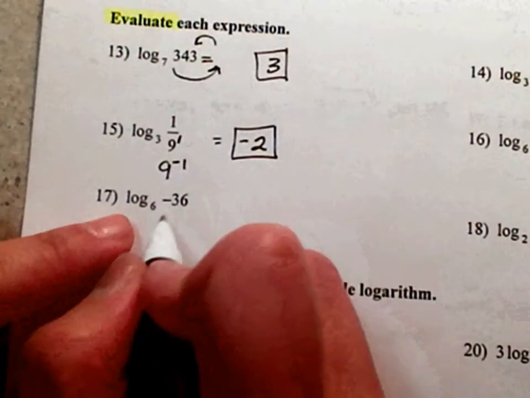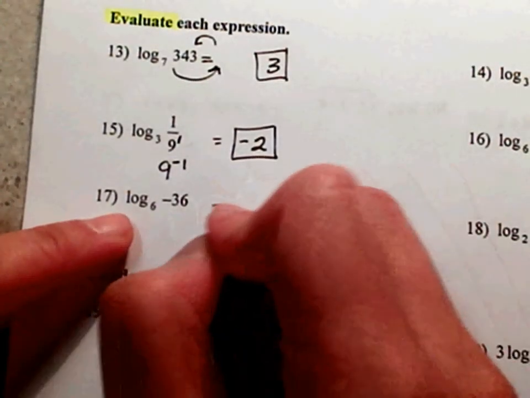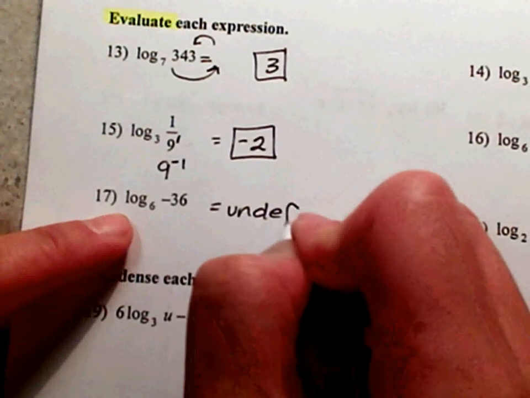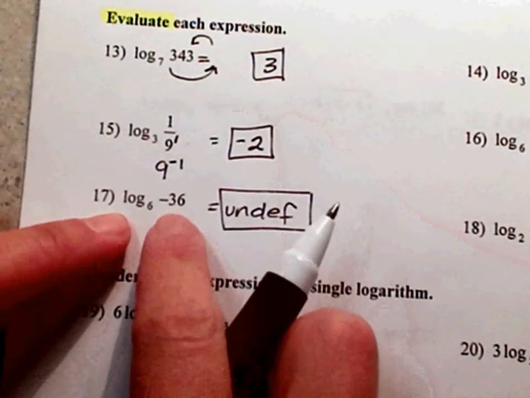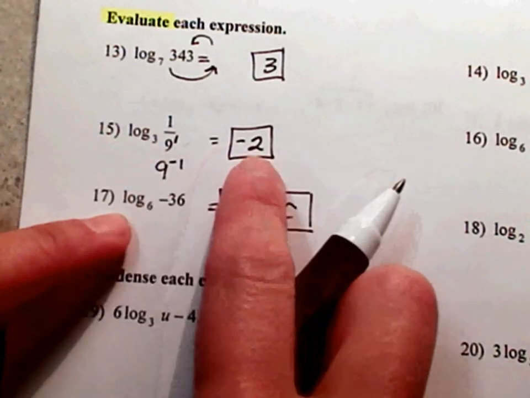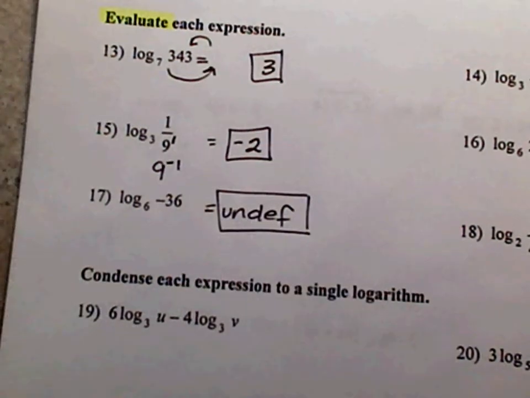17. Notice you have a negative again. So your solution is undefined. Cannot have a negative there. But if you have a fraction, you're going to have a negative exponent.